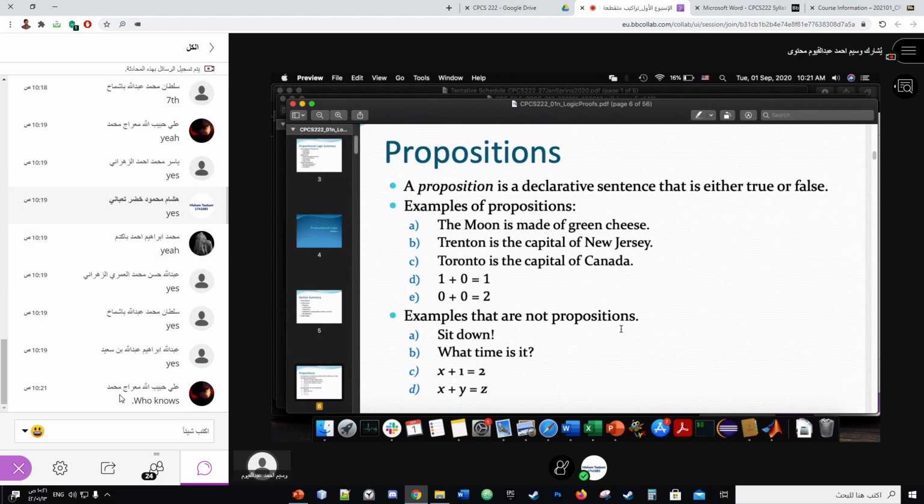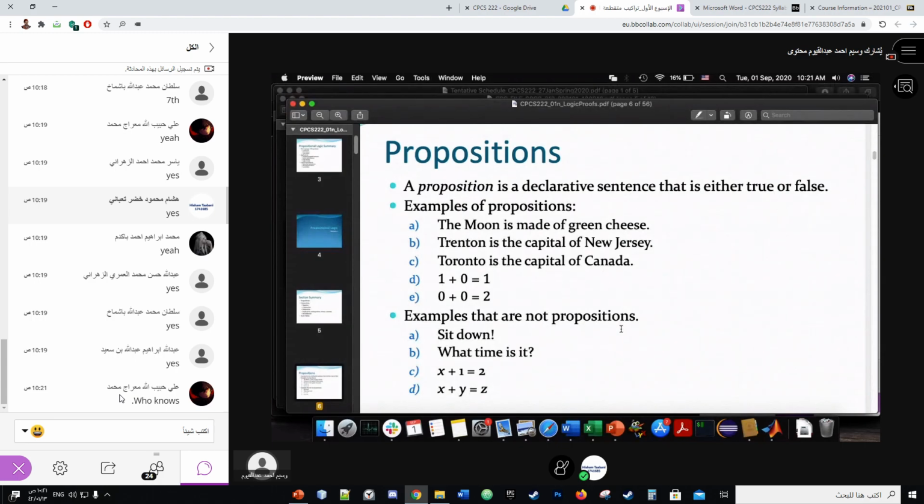Riyadh is the capital of Saudi Arabia. That is a proposition. Why? Because it is true. A proposition is either true or false. Toronto is the capital of Canada. False. 1 plus 0 equal to 1 is a proposition. Why? It is true. 0 plus 0 equal to 2 is a proposition because it is false. It has a value, in the sense it's a truth value. It's either true or false.